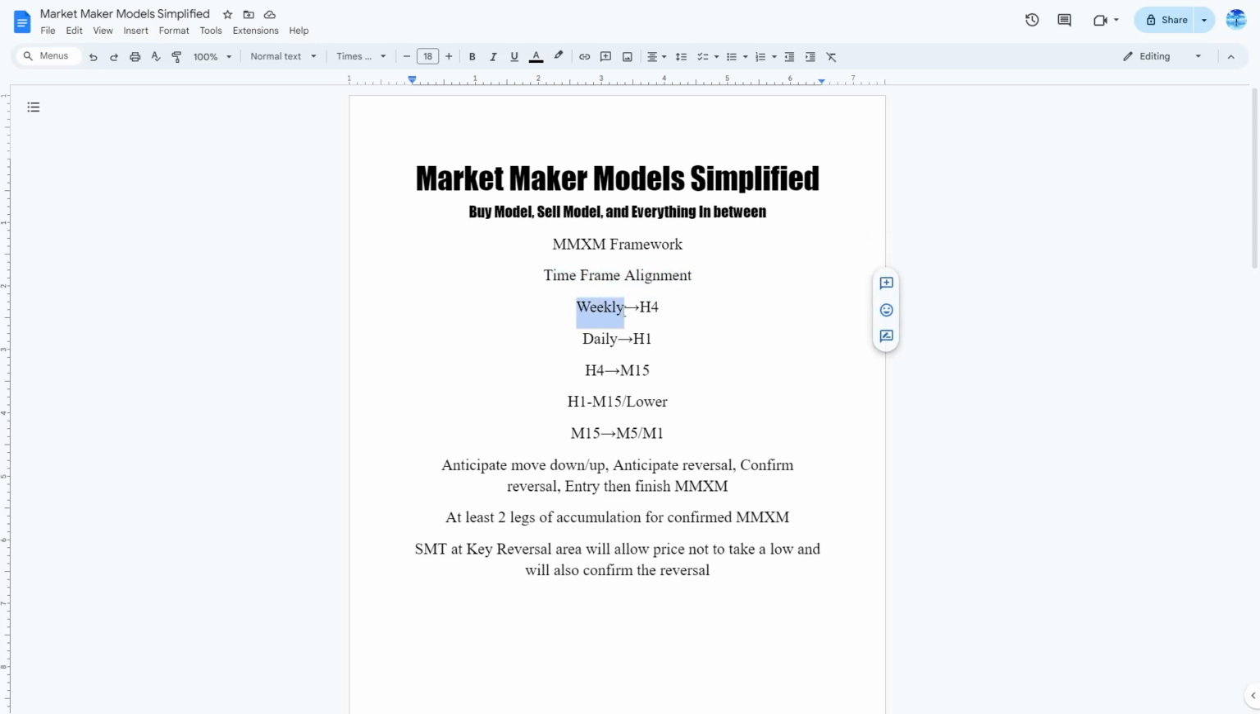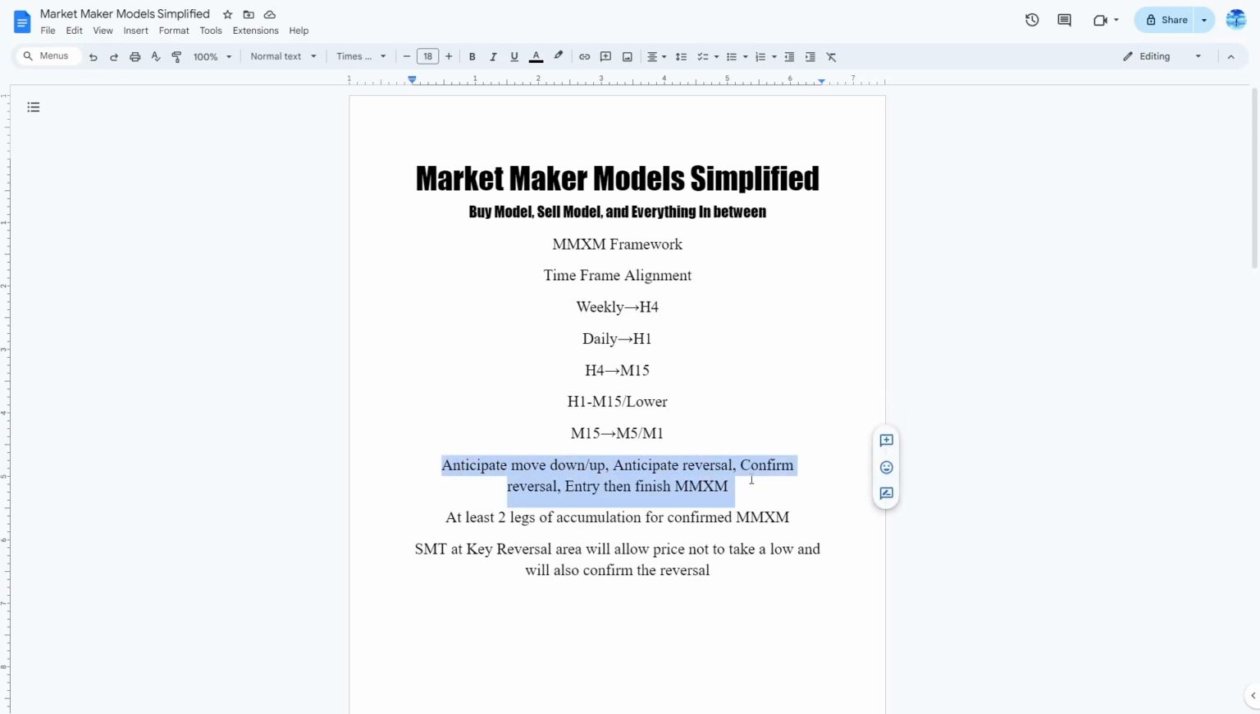We want to be looking at weekly PD arrays for a 4-hour market maker model, daily PD arrays for an hourly market maker model, or 4-hour PD arrays for a 15-minute market maker model. We can go down to the hour or 15-minute PD arrays and have a lower time frame market maker model, 5-minute or 1-minute. Same with the 15-minute down to a 5-minute or 1-minute market maker model.